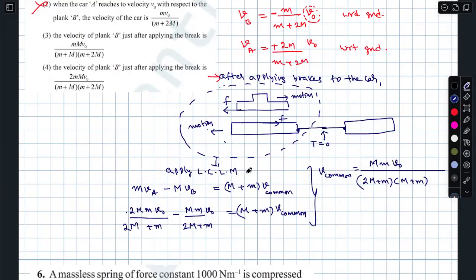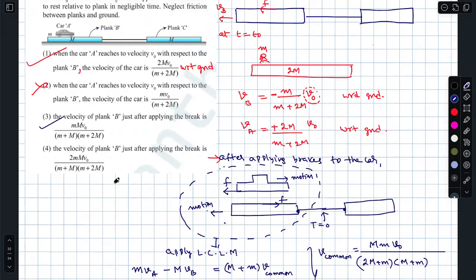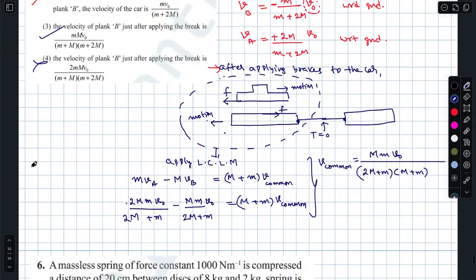So that's all. So you should go with option 3. When 3 is correct, 4 is wrong. Any doubt in this? Right. This is a very good question.